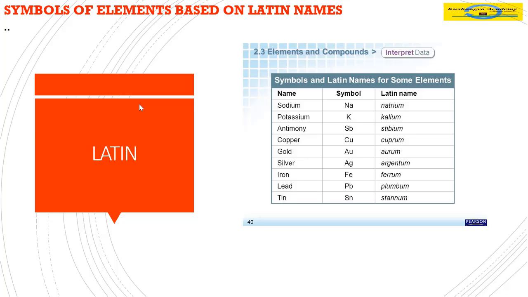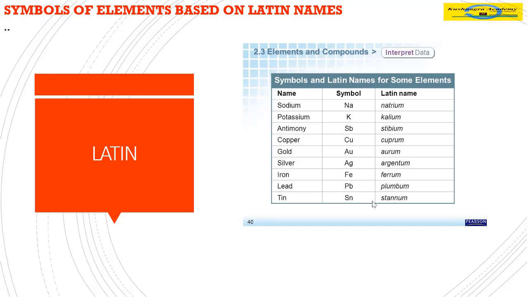Now come to the symbols of the elements based on their Latin names. Sodium is represented by Na, potassium is represented by K, antimony Sb. So these are the symbols of a few elements given here. So why do we use symbols? The question is, what is the significance of a symbol? So one by one I will deal with the significance of the symbol.